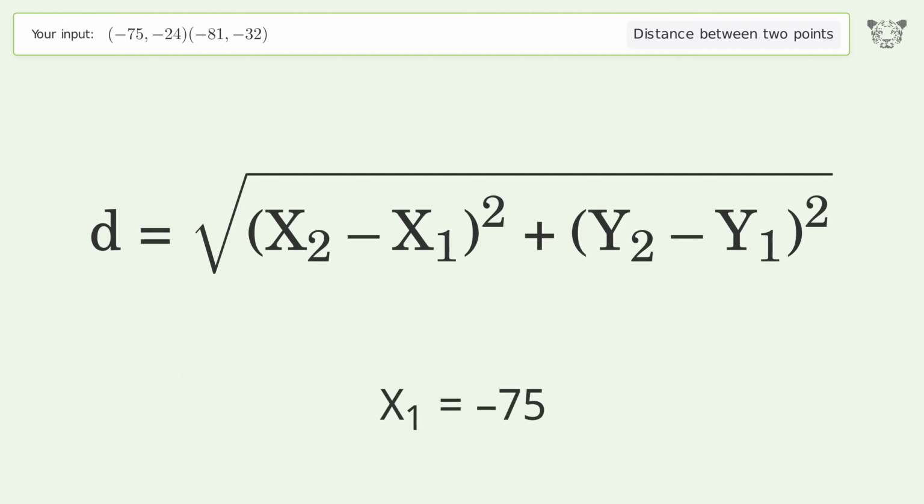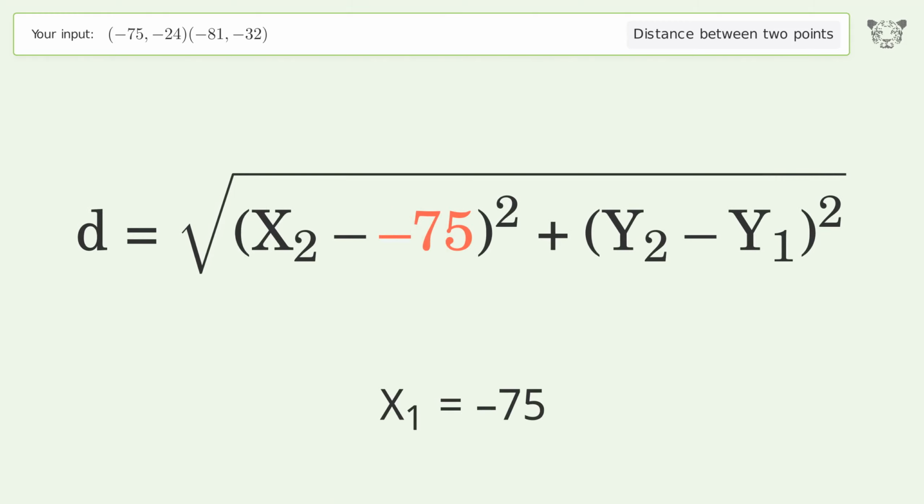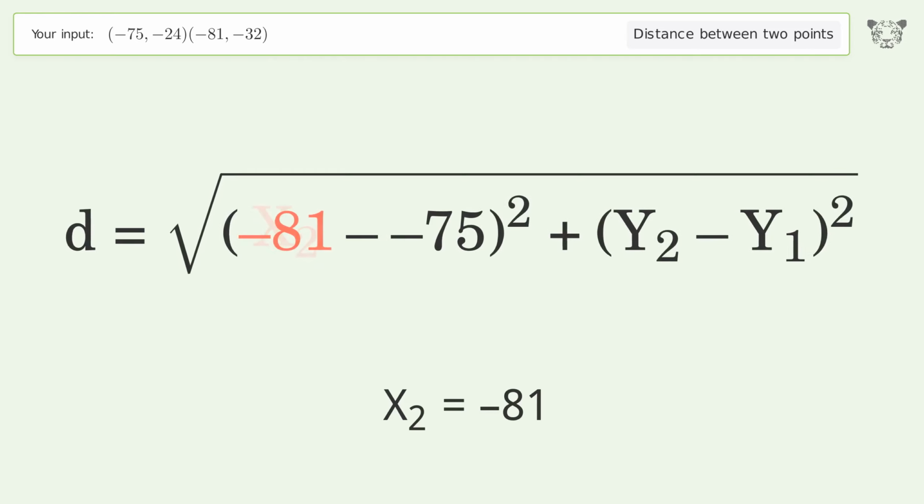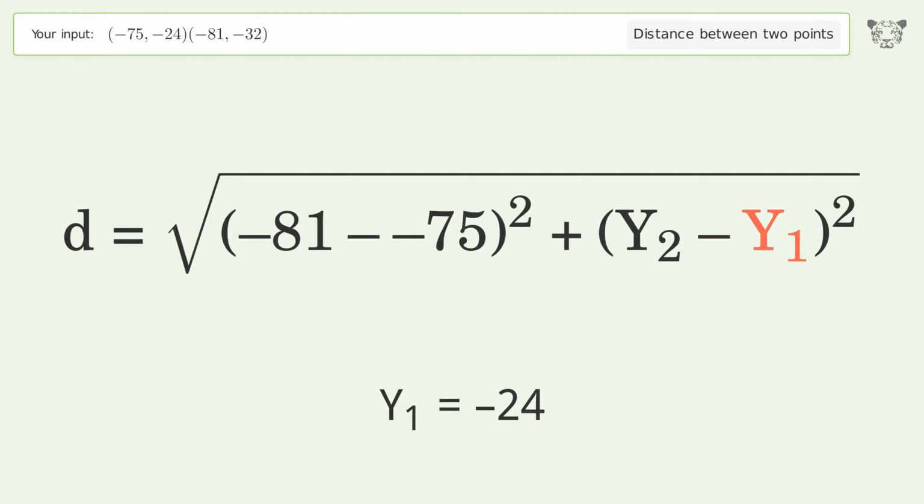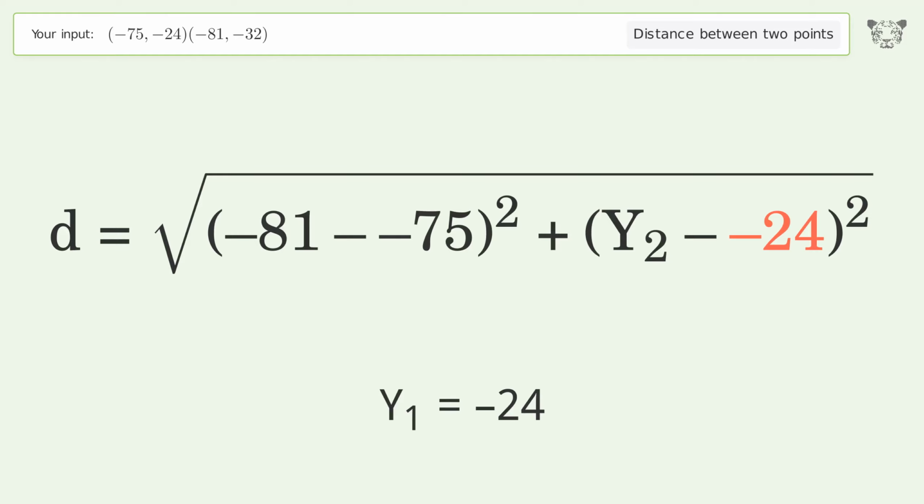x1 equals -75. x2 equals -81. y1 equals -24. y2 equals -32.